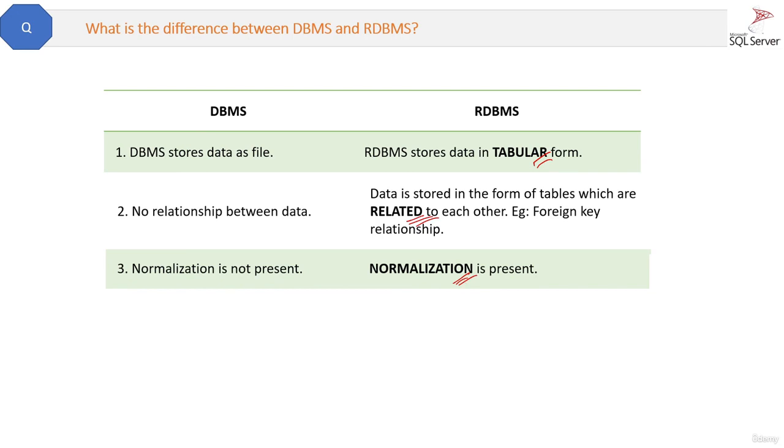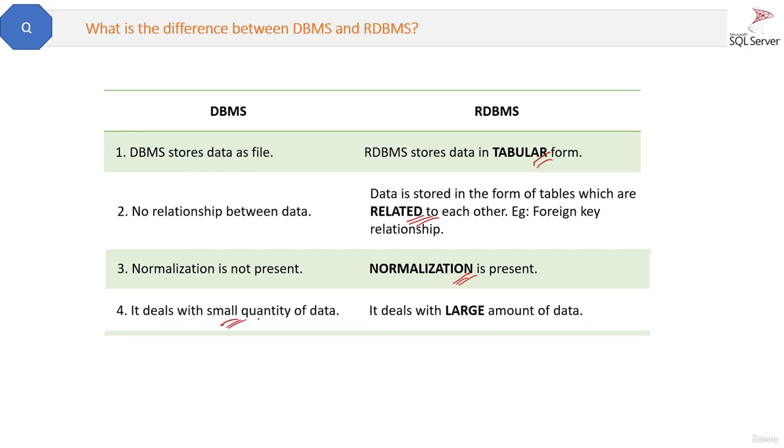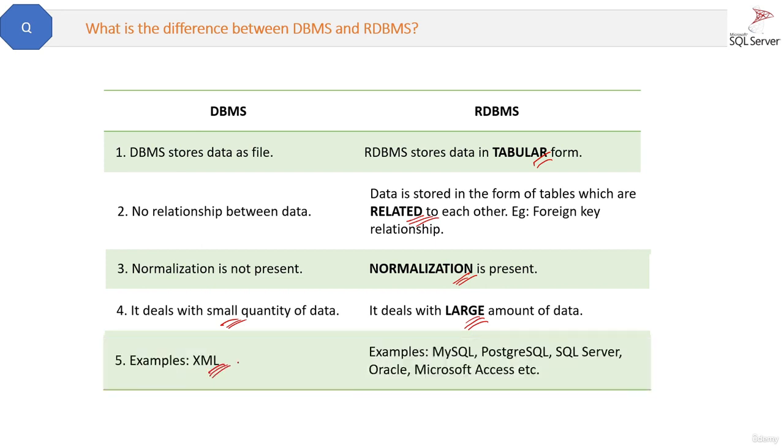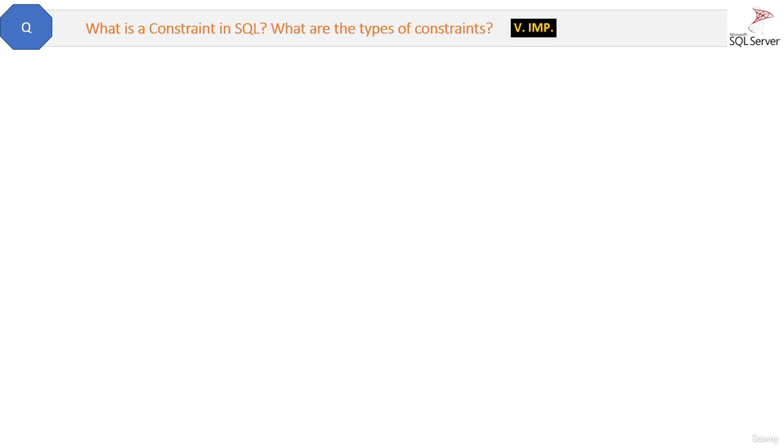Then DBMS deals with a small quantity of data, okay? It's not good to put big data in a normal DBMS, but RDBMS deals with a large amount of data. Then the next difference is, a DBMS example is XML. Yes, you can save the data in XML files. And RDBMS examples are MySQL, SQL Server, Oracle, Microsoft Access. So basically we mostly work with RDBMS only. All these are relational database management systems. Got it?